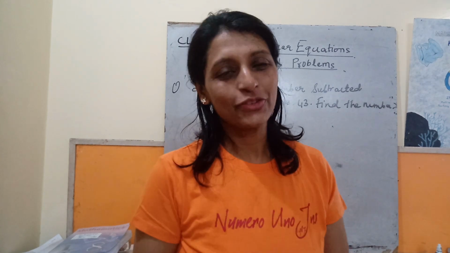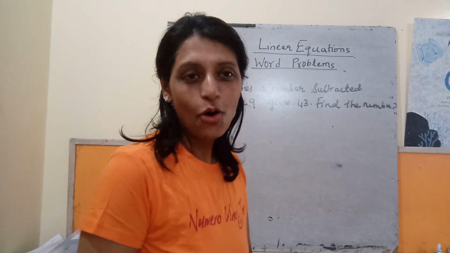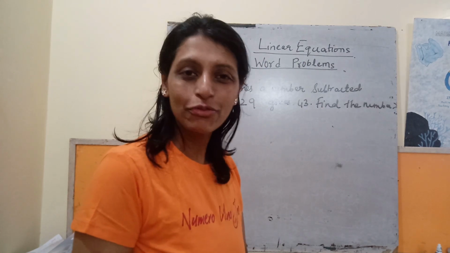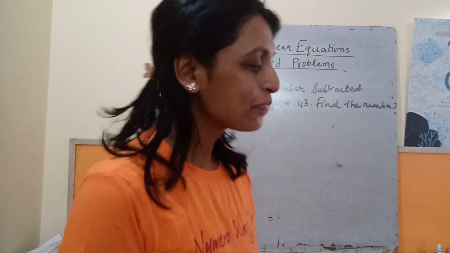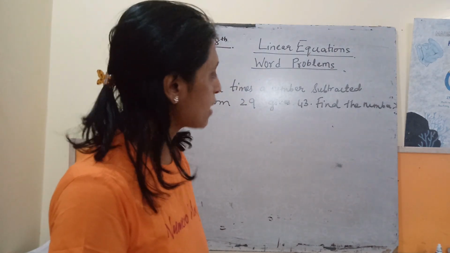In this video, children, I'm going to explain another word problem of linear equation of class 8. Okay, so let's see what is the question here. The question is that 7 times a number.